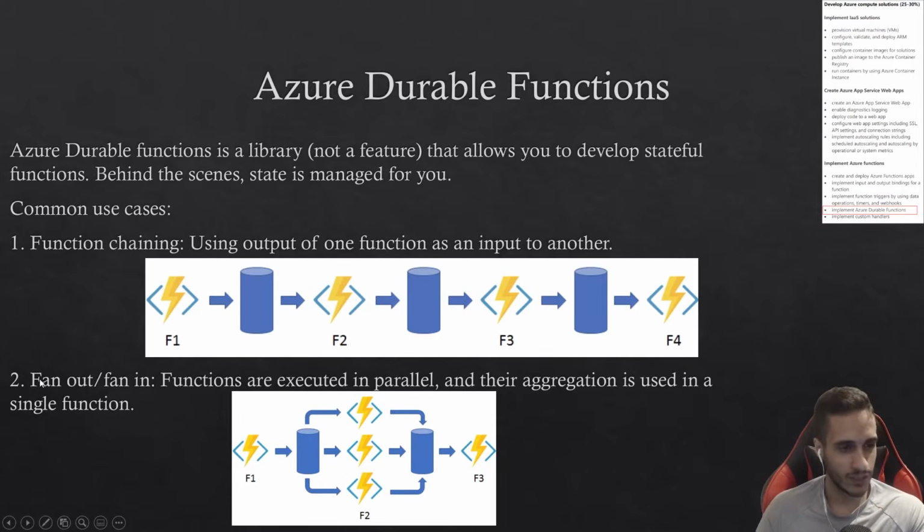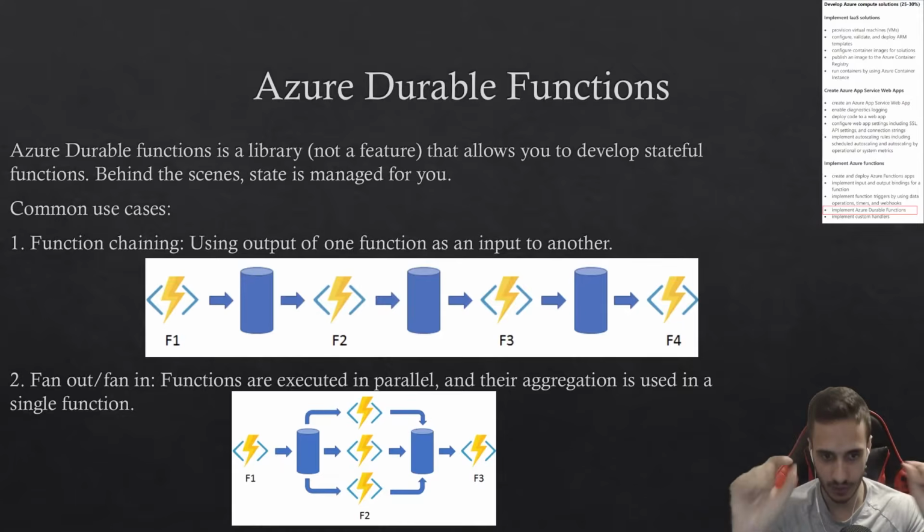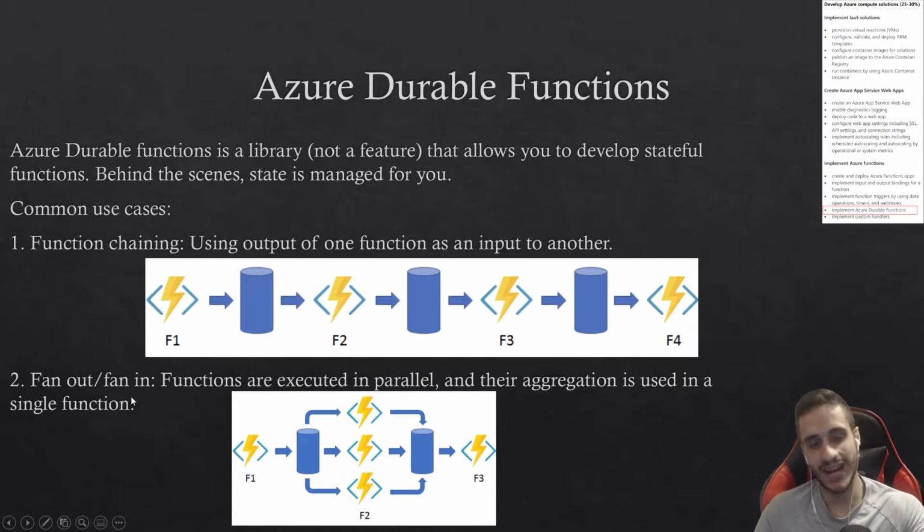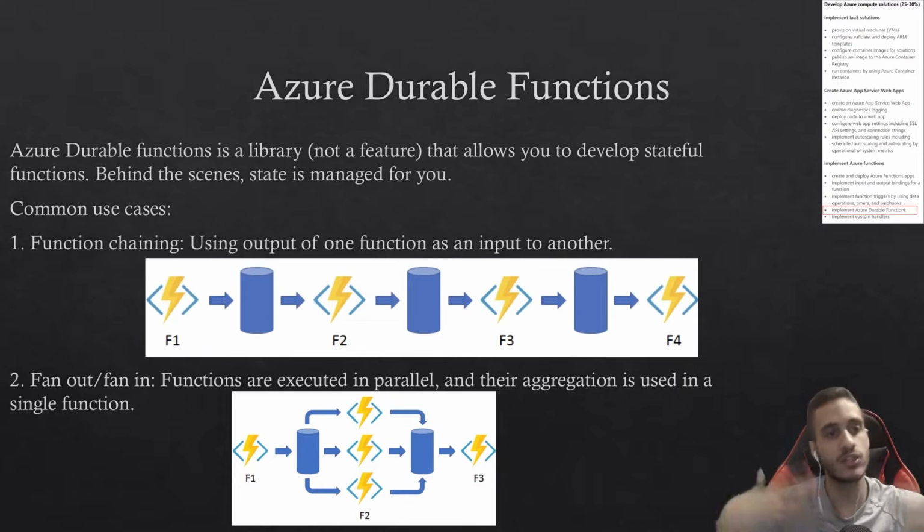The other common pattern is called fan out, fan in, where you can execute multiple functions in parallel, aggregate something, and then that aggregation is used in a single function. Trust me, things like these are super difficult to develop. Azure Durable Functions make this experience super seamless, because fan out, fan in takes a long time to develop and is complicated to get right. In a nutshell, it's just a library that allows you to write stateful functions, which can then allow you to write complex orchestrations and workflows, just like you do with Azure Logic Apps, which is GUI based.